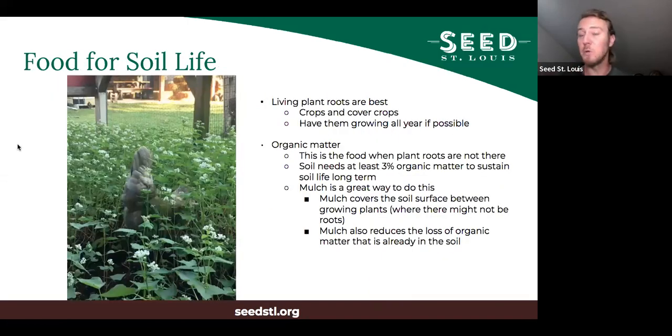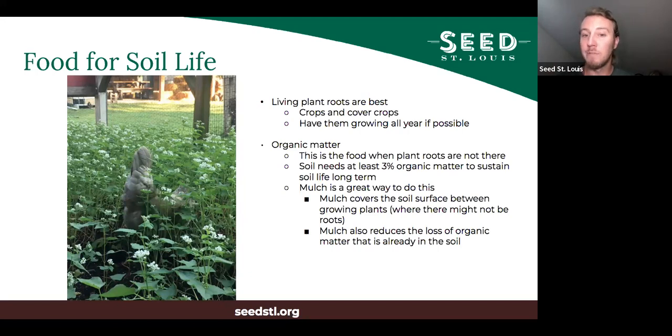And then they need food. These microorganisms need food. Living plant roots are the best source of food. So for crops and cover crops, have them growing all year if possible, or as much of the year as possible. And then organic matter can be the food when there are gaps. Whenever you rip your summer stuff out and you're planting your cover crops in those couple weeks after they're removed, but before the cover crops are really growing, the organic matter in the soil is what those organisms are going to survive on.